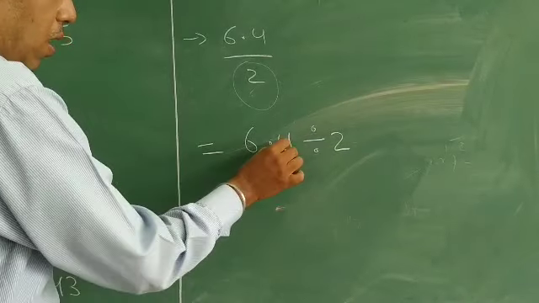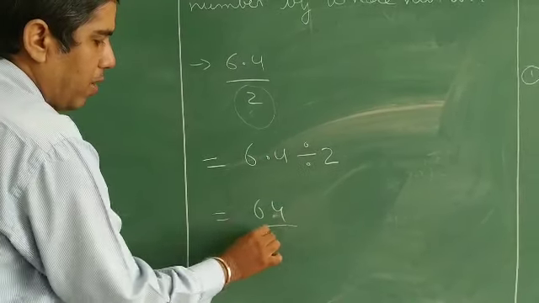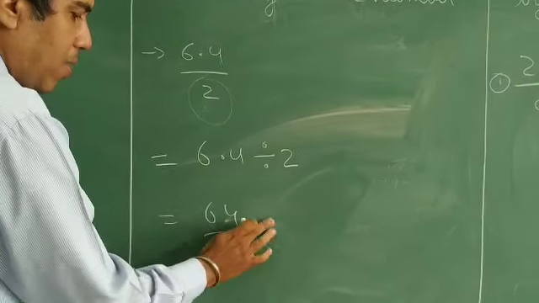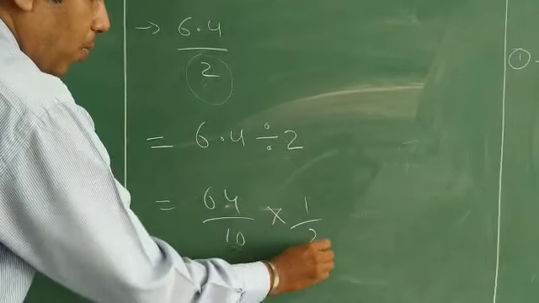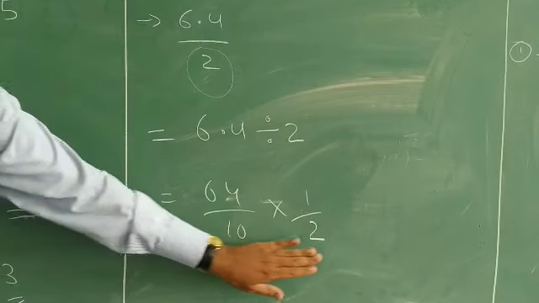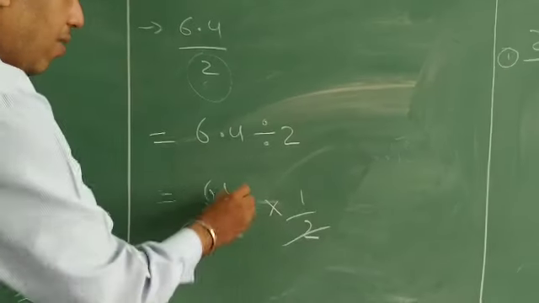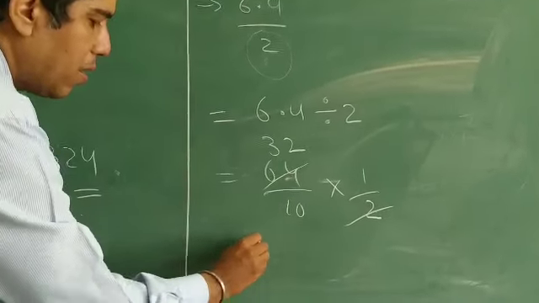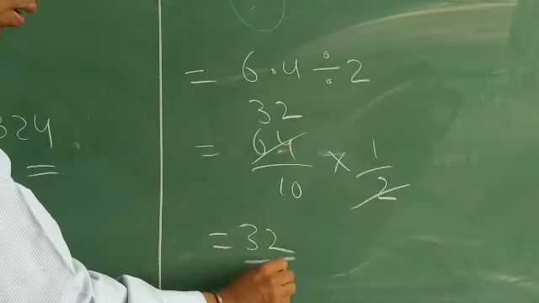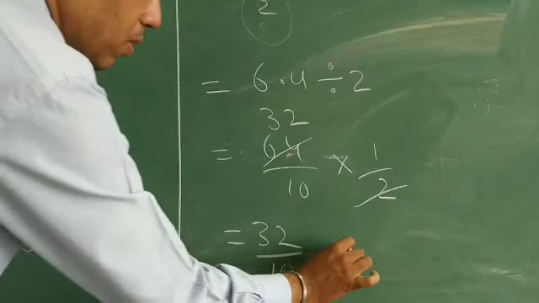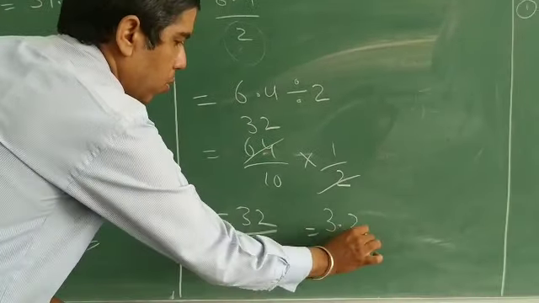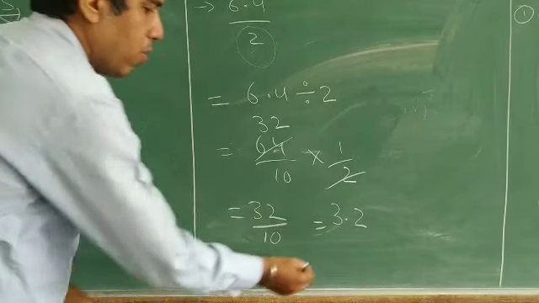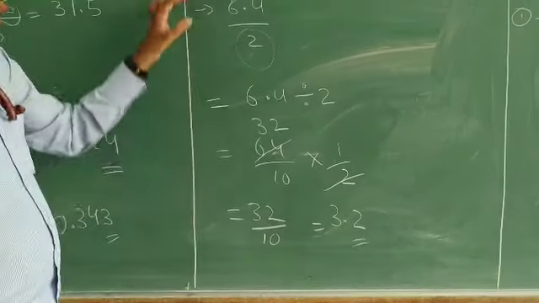Now you can see this will become 64 by 10, and this division becomes multiplication. It will become 1 by 2. But I want this 10, I don't want this 2, so this will cancel out. It becomes 32. You can see now it is 32 by 10, and the answer will come as 3.2. Why 3.2? Because here it will shift one place. So the answer comes 3.2.